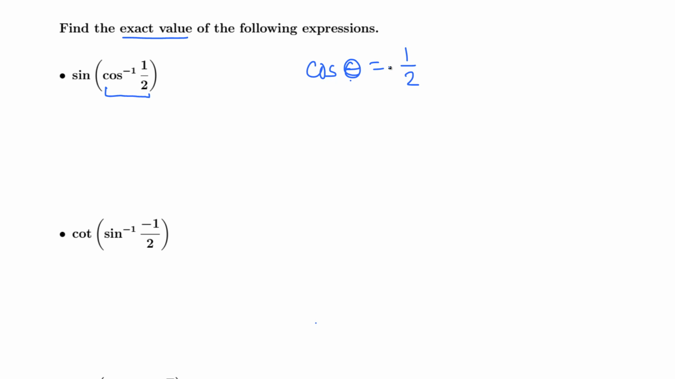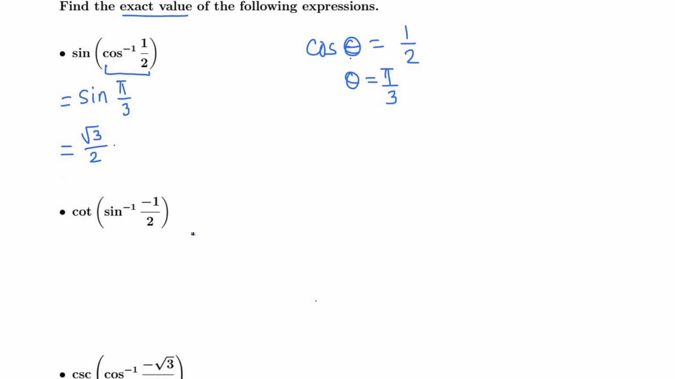Looking at the unit circle, first quadrant or second quadrant, because cosine inverse lives in the first or second quadrant, we get that theta is 60 degrees, pi over 3. So cosine inverse of 1/2 is pi over 3. Now again from the unit circle, sine pi over 3, or sine 60 degrees, has value √3 over 2.